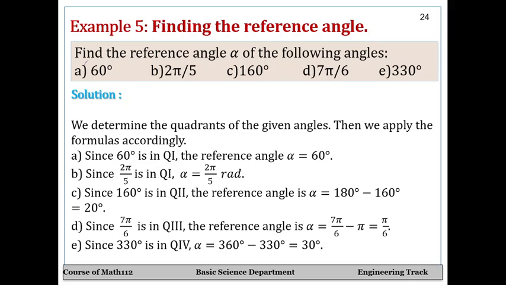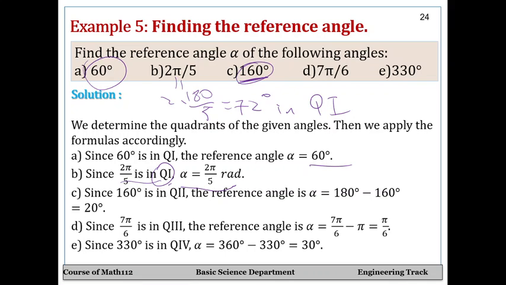60, it's in the first quadrant, so it's just 60. So 2 pi over 5, which is 2 times 180 divided by 5, is 72 degrees in the first quadrant. So the reference angle will be the same. In quadrant 1, it's the same as itself. In the second quadrant, it will be 180 minus 60, which is 120. So this has to be the reference angle, which is this one.